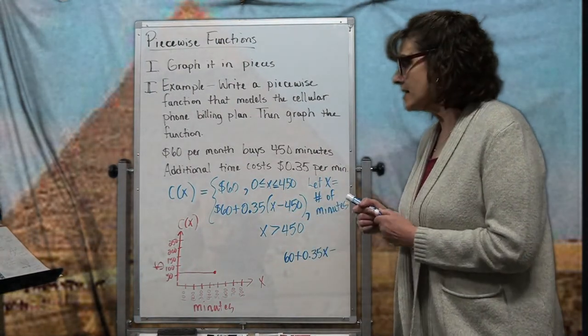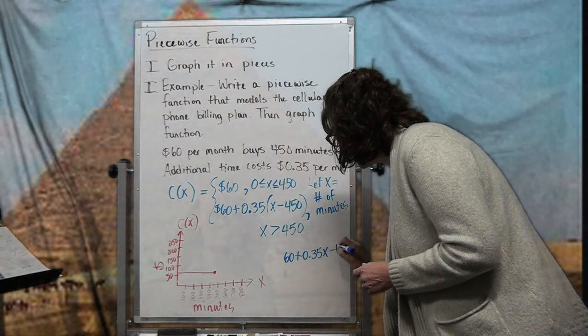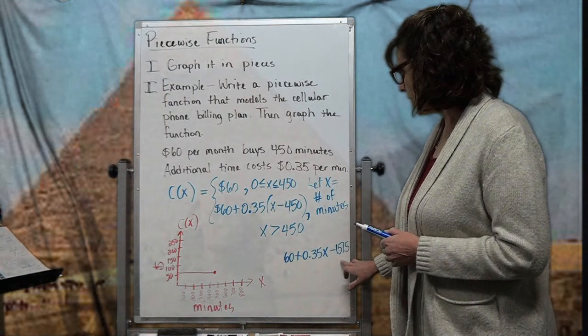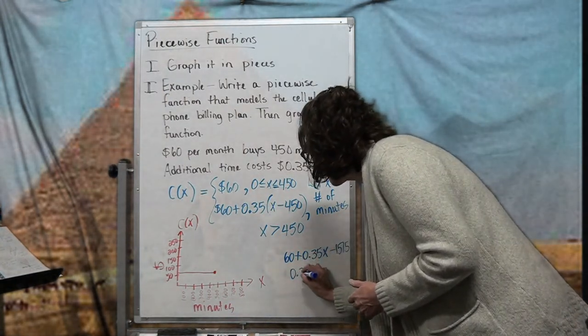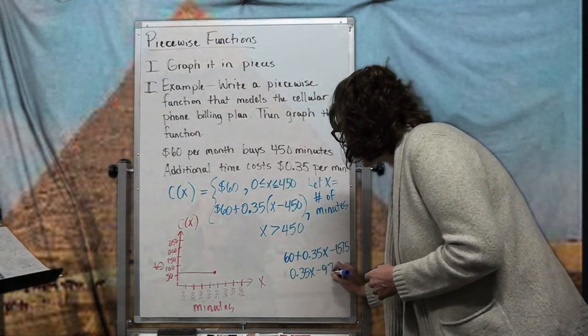Okay, so 35 cents times 450 is 157.5. And then when I take that negative 157.5 and combine it with that 60, I'm going to get a negative 97.5.